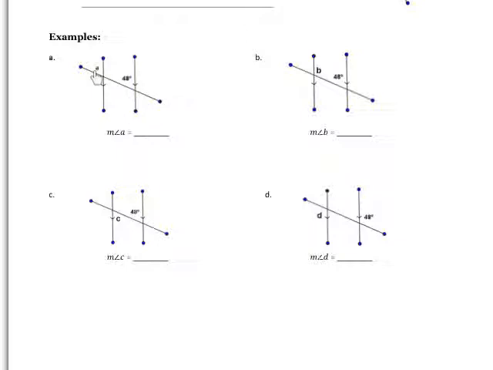So if I want to find angle A and the 48 degrees, those are corresponding angles. I'm going to label what they are. Corresponding angles. If parallel lines are cut by a transversal, corresponding angles are equal to each other. So the measure of angle A is 48 degrees.